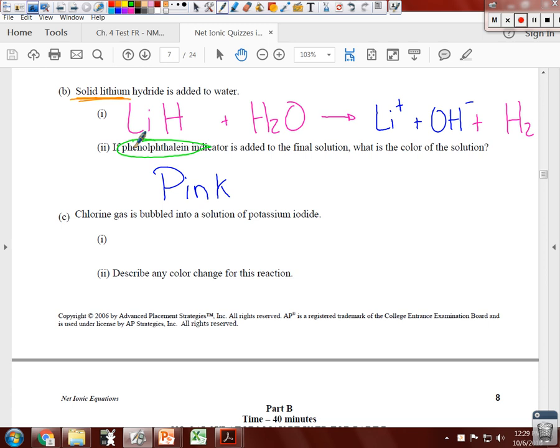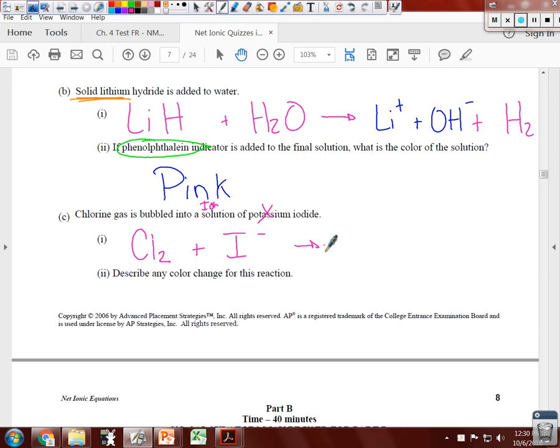This is an easy one too. Chlorine gas is bubbled. So chlorine, what is that? Cl2 is bubbled into a solution. What do you know when you write when you see solution? Ions of potassium iodide. Can you get rid of anything? Very good. So we've got K plus, I minus.